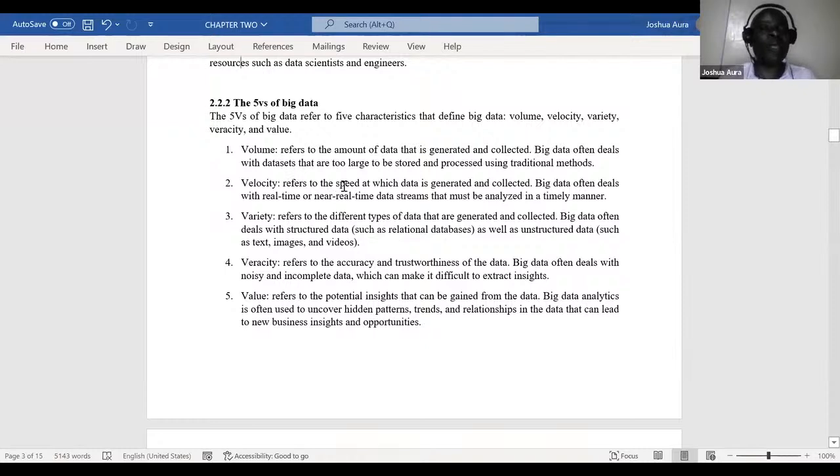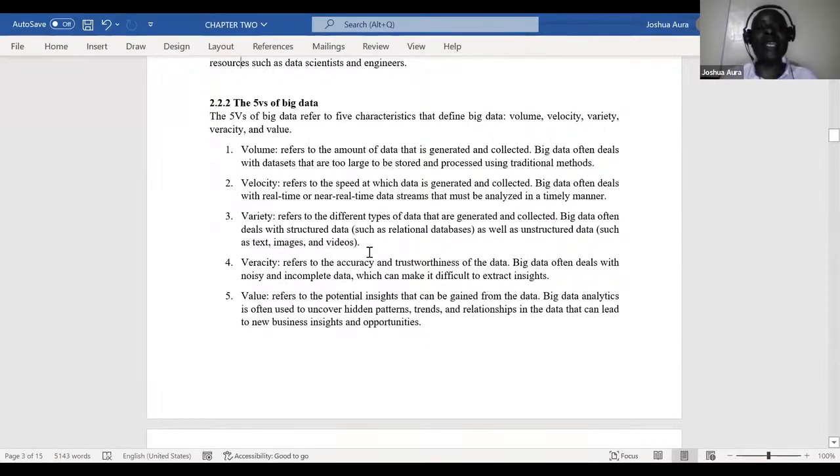Velocity refers to the speed. Velocity is the speed at which data is generated and collected. Big data often deals with real-time or near real-time data streams that must be analyzed in a timely manner. Speed is of essence. Variety refers to the different types of data that are generated and collected.